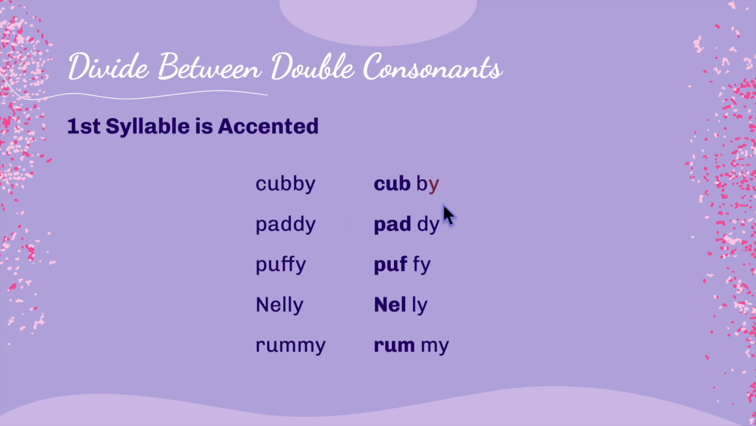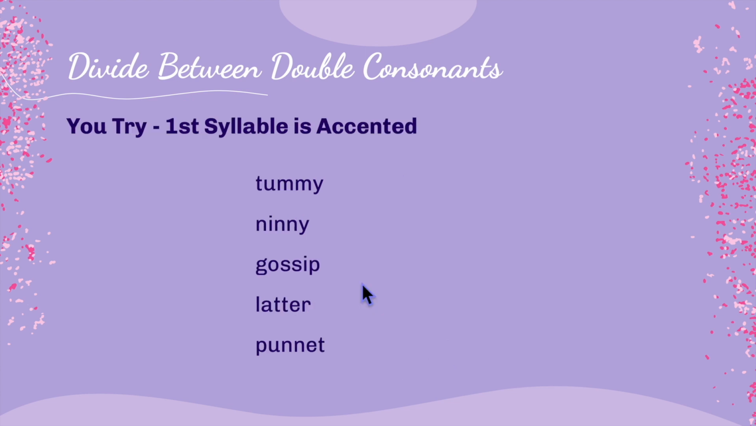So we have cubby with a short U. All of these syllables here are closed with a vowel in the middle, so they will have the short vowel sound. Cubby, Patty, Puffy, Nellie, it's a name so it has a capital letter, and Rummy. I want you to try. Find the double consonant, split the word between it, and then look at the closed syllable, which has a vowel in the middle, and give it the short sound.